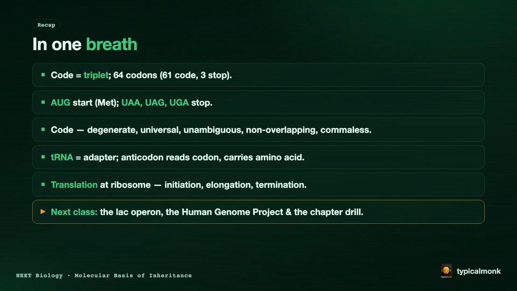In the next class, the lac operon, the Human Genome Project, and the full chapter drill.